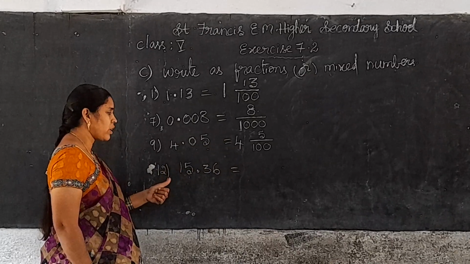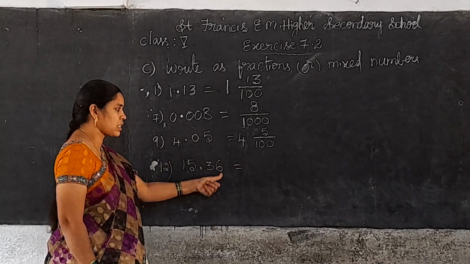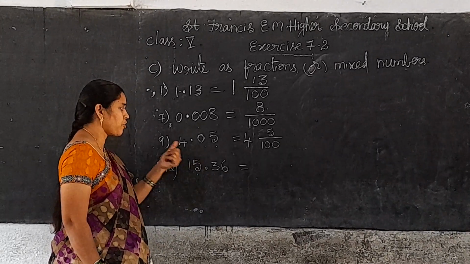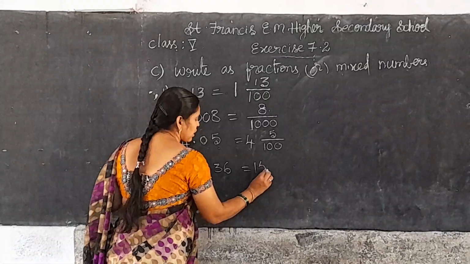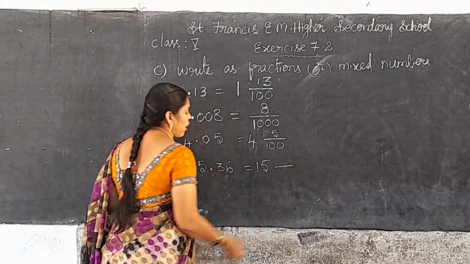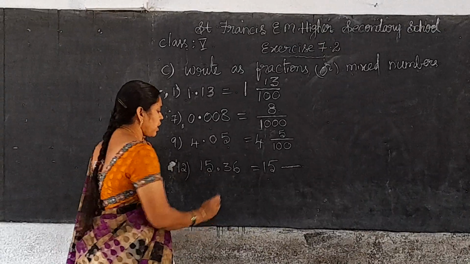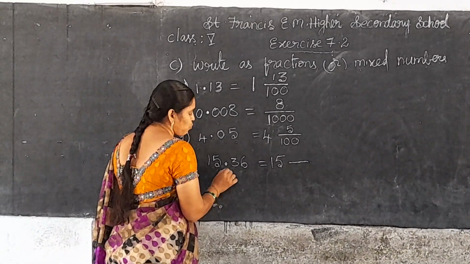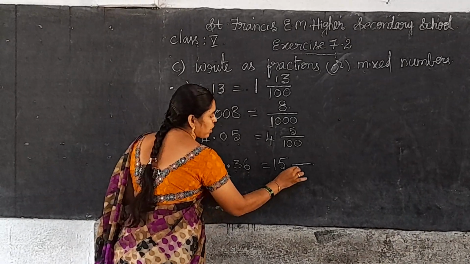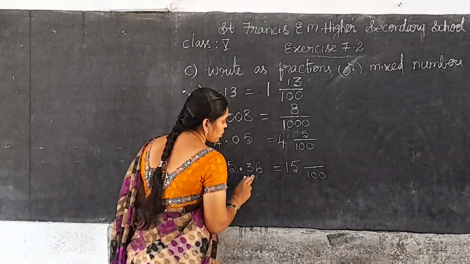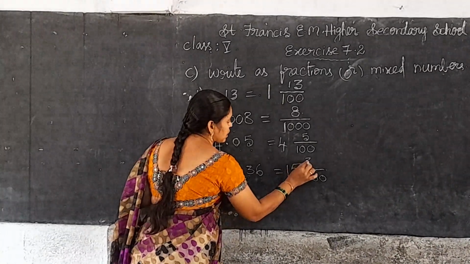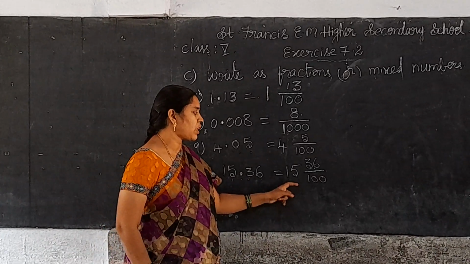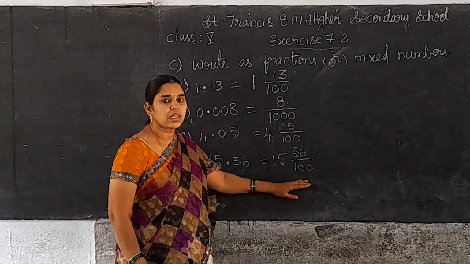Okay. Now another one. 15.36. So what is the whole number here? 15. That you should write on one side. In the middle you should draw the fraction bar. After the point how many numbers are there? 2 numbers. So 2 zeros follow. Instead of the point, what should we write? 1, then 0 0. And what should we write in the numerator? 36. Okay. So what is the mixed fraction? 15 36 by 100. Is it clear?